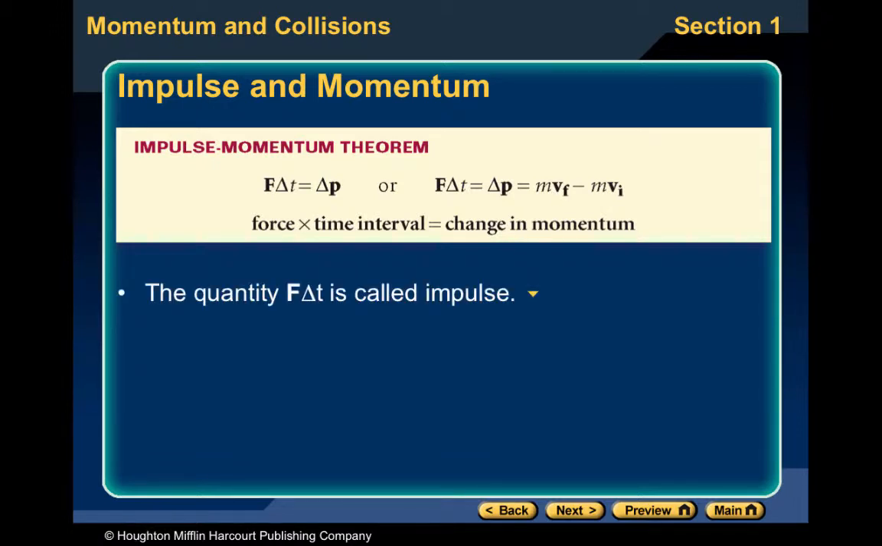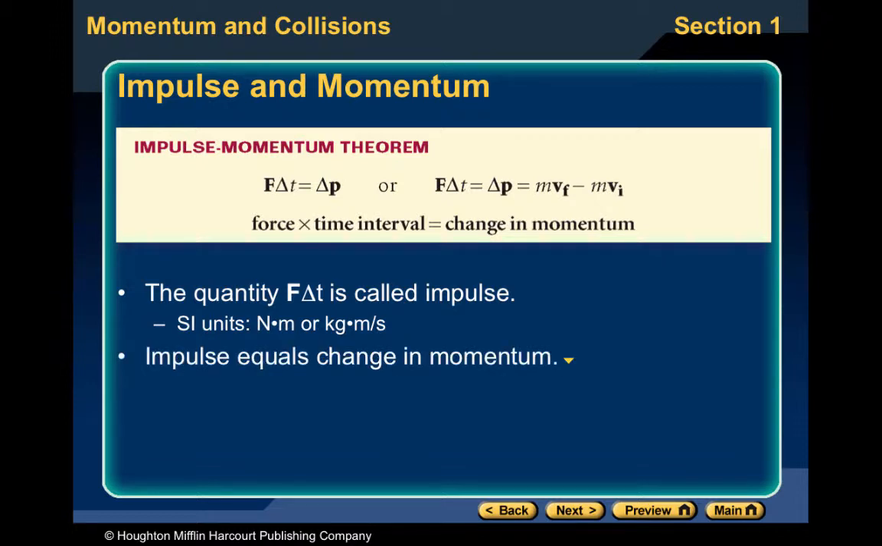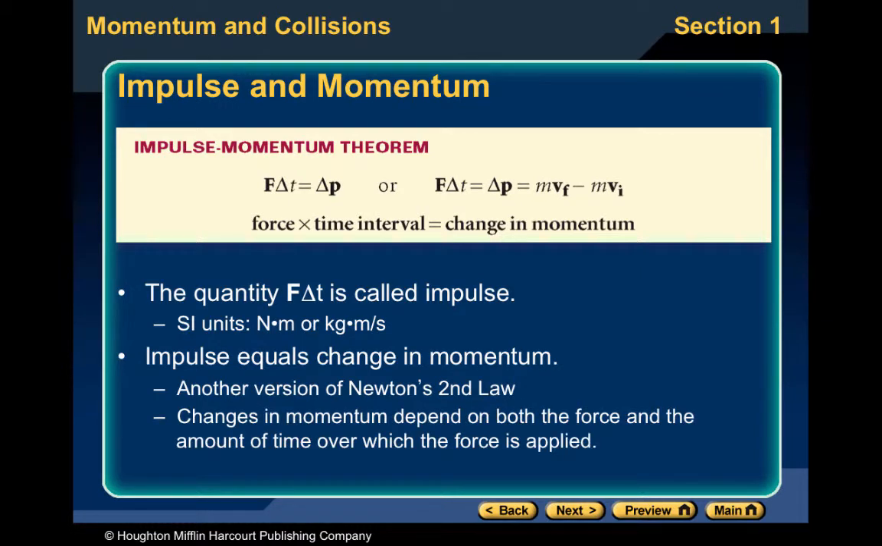The quantity F delta T is called impulse, and the SI units are Newton times second, or kilogram times meters per second. The impulse equals the change in momentum, and it's just another version of Newton's second law that we just saw in that previous slide. So change in momentum depends on both the force and the amount of time over which the force is applied.